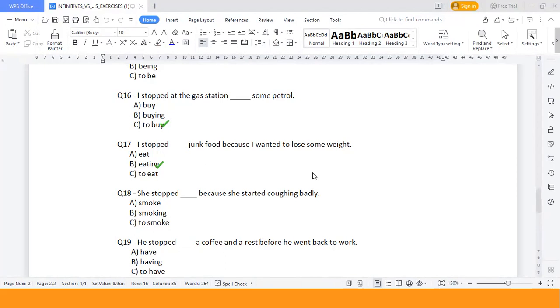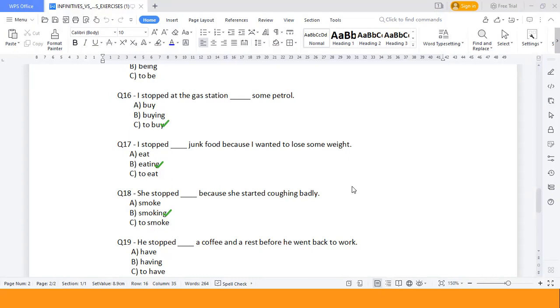Catalina, please. She stopped smoking because she started coughing badly. Exactly. The same case, right? She stopped smoking because she started coughing badly. Good. Teacher, what is the meaning of coughing? Toser. Okay.